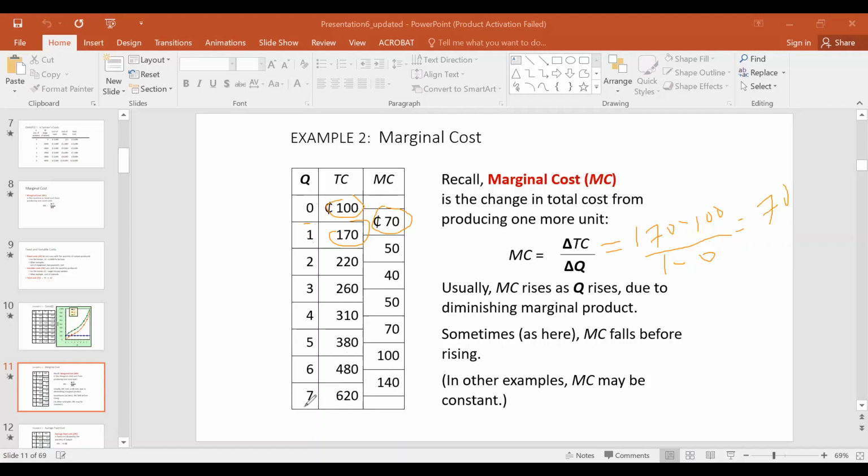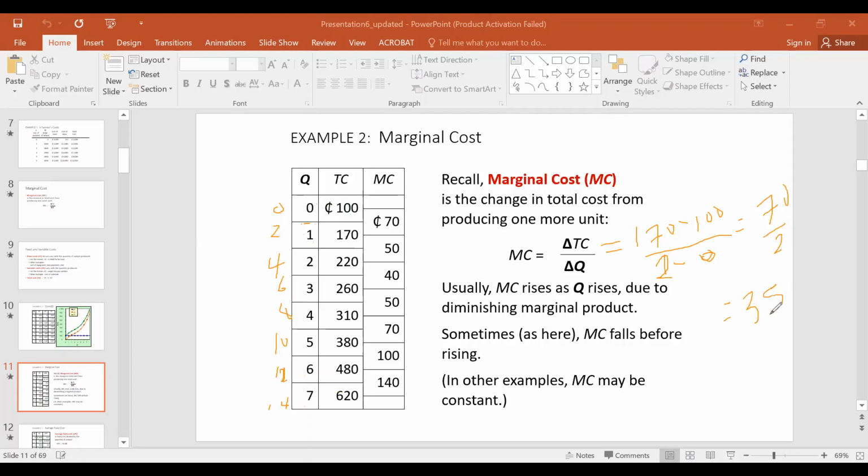Okay, divided by 7 minus 6, which is just 1. The challenge for students is that if the differences are not 1, 1, 1, 1, 1, and they are like 2, 2, 2, let's say 0, 2, 4, 6, 8, 10, 12, 14, then you must remember to divide by 2. So over here, the difference 170 minus 100 is here, and it is 2 minus 0. So you're going to have 70 over 2, which is 35.